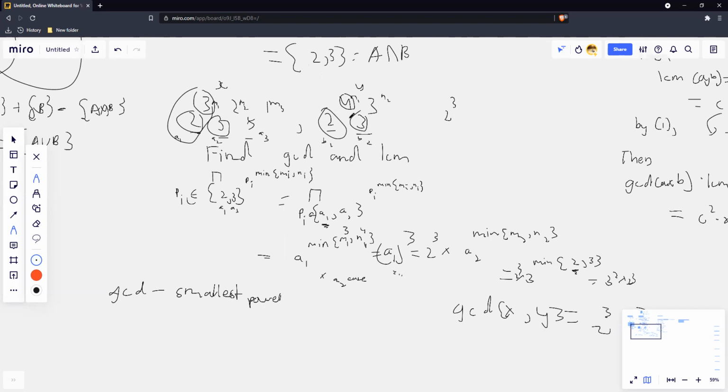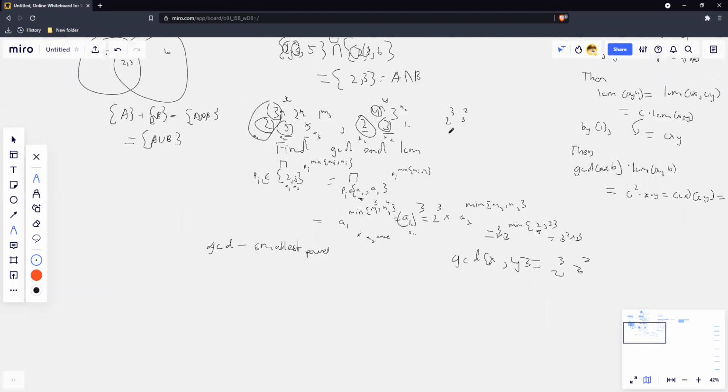3 is in both, right? So we check the smallest one. This is smaller yet again, so it is 3 squared. And then what about 5? This has 1 power of 5, but this does not, right? So we don't write 5 here. Okay, so that's basically it.